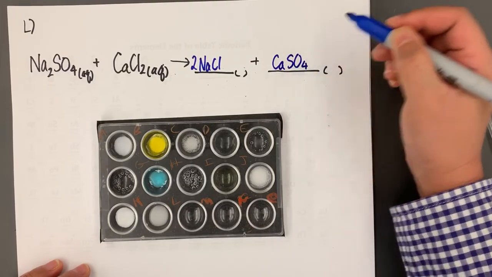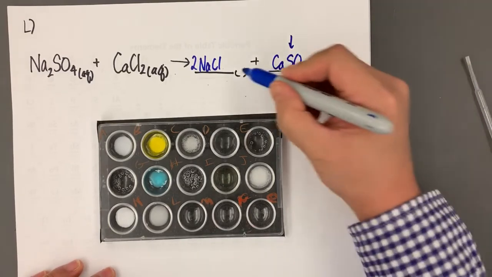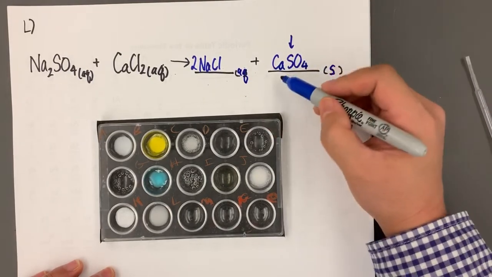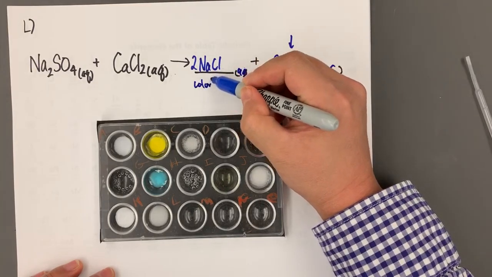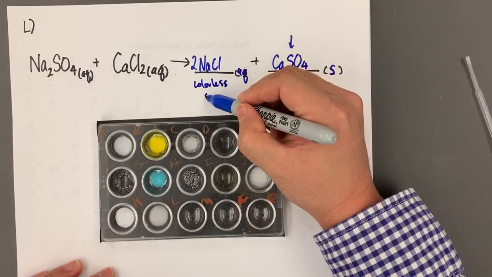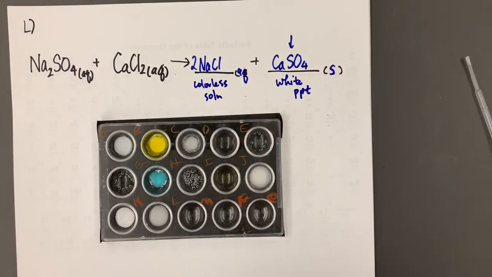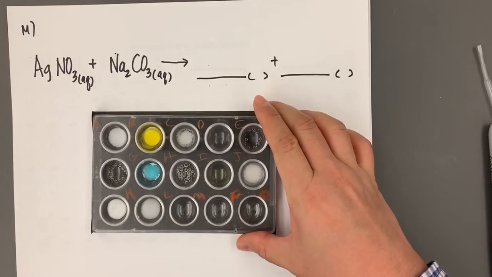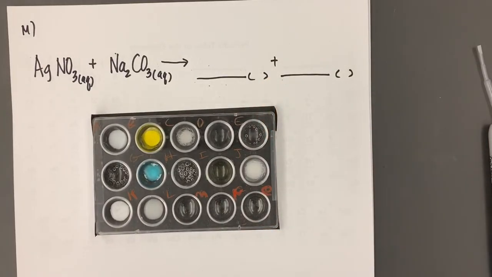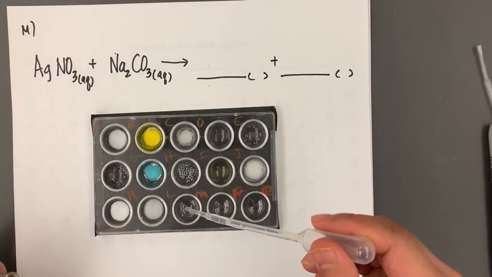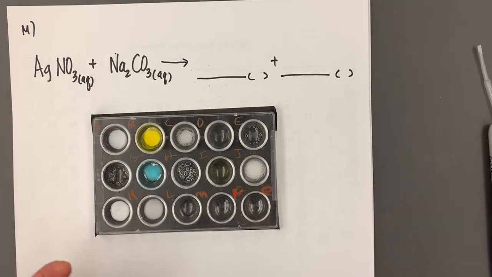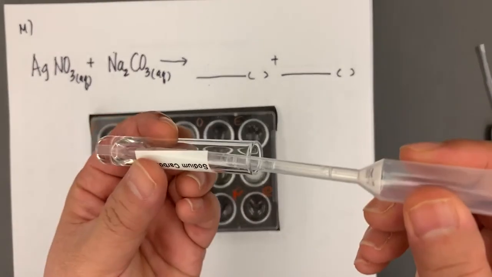And again, based on our solubility rules, calcium sulfate is a solid. Okay. So this is my white precipitate. And this is my colorless solution. And of course, the starting materials are also colorless solutions. Okay. Next is silver nitrate. And again, silver nitrate is a colorless solution. And we're going to mix that with sodium carbonate. Here we are. Sodium carbonate is colorless as well.